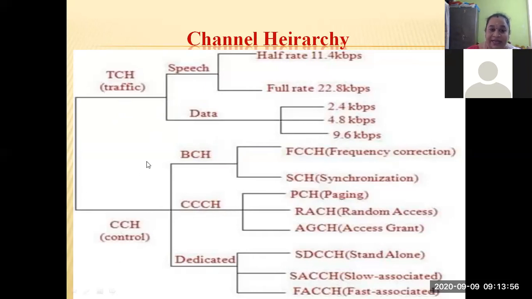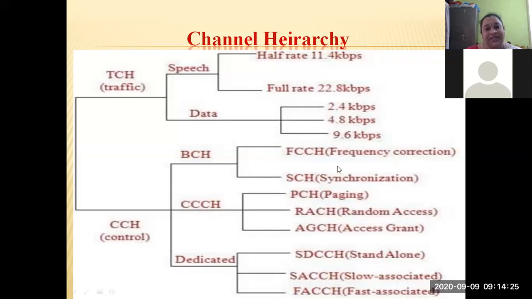The control channels are divided into three categories: broadcast control channels, common control channels, and dedicated control channels. See, the broadcast control channels again have two categories, frequency correction and synchronization. Broadcast is exclusively for transferring the data, and these broadcast control channels are provided with additional facilities: a frequency correction channel and also a synchronization channel.